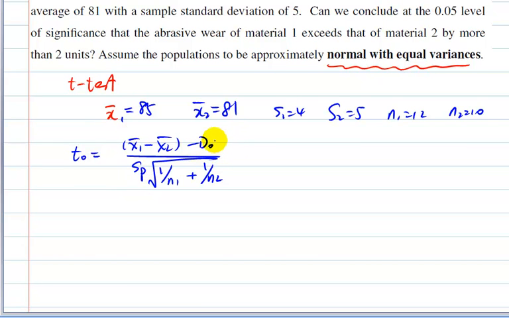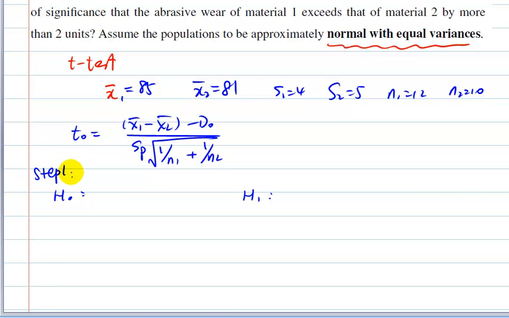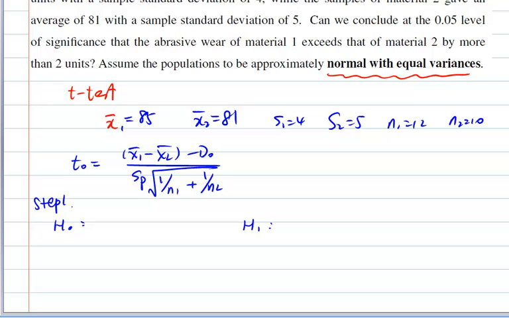The other thing is I need to put down the hypothesis first. That's step number 1, and always step number 1. When you put down the hypothesis, the tricky part is to read this right here: can we conclude at this level of significance that the abrasive wear of material 1 exceeds that of material 2 by more than 2 units? So you're looking at the mean difference for the null hypothesis, which is 2, and the alternative, which is greater than 2.